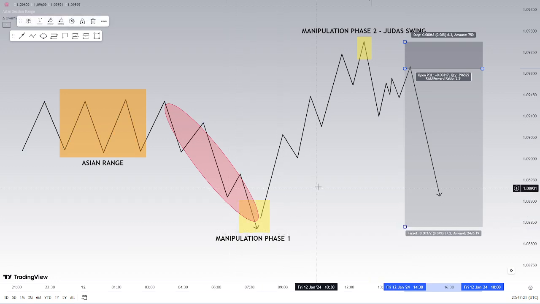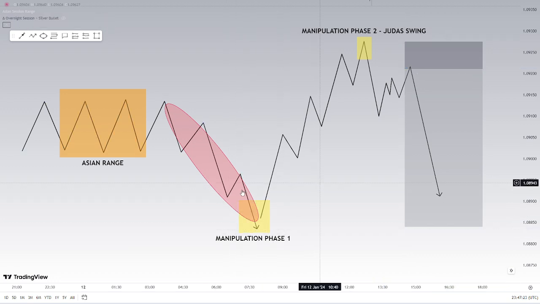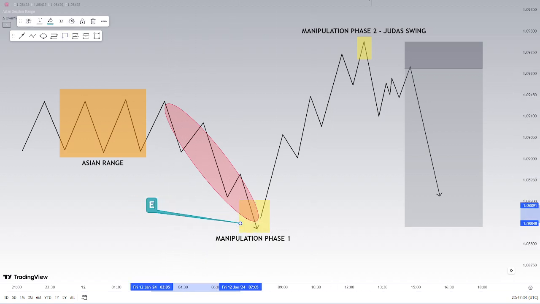So to go over this model one more time, we have an Asian range which accumulates price. We see typically the London session give us manipulation phase one. So this entices early sellers into the market. So let's just label that down here. Early sellers enticed into the market, right?